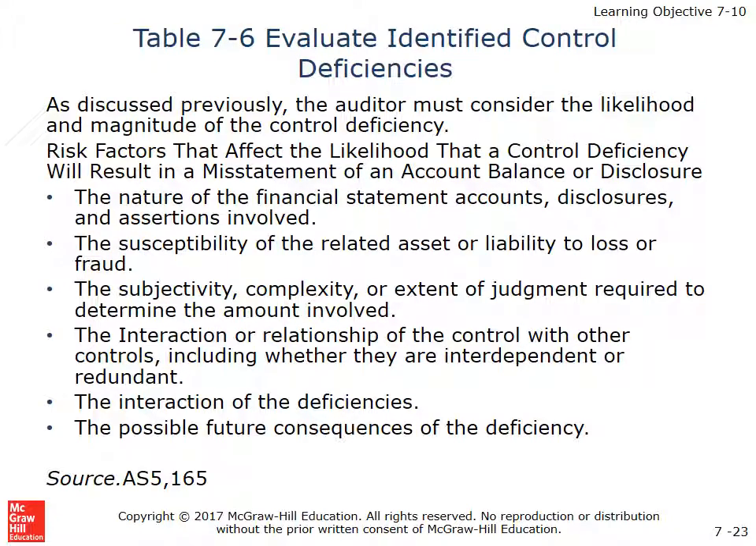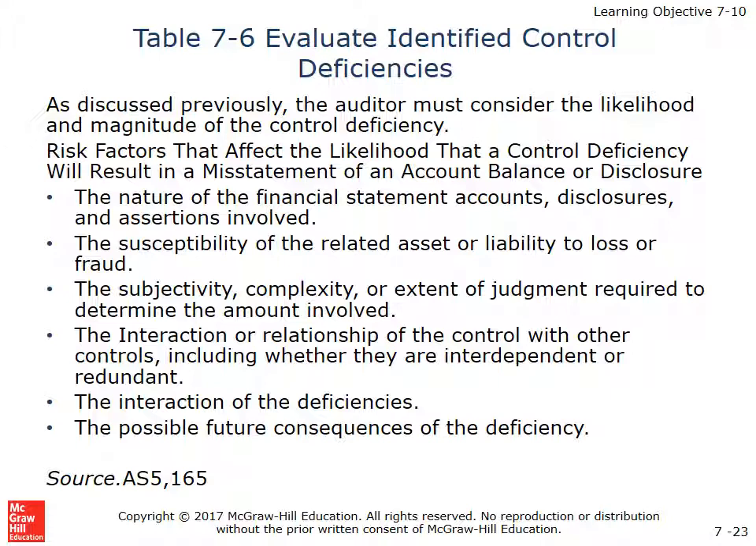Once we've tested, now we evaluate. The auditor must consider the likelihood and magnitude of a control deficiency. We've stated that already. That was our picture in the beginning of the chapter. The risk factors that affect the likelihood of a control deficiency. So during our evaluation process, that's what we're looking at. What is the likelihood that this control deficiency will result in a misstatement of an account balance or disclosure? So the nature of the financial statement must be looked at and its assertion.